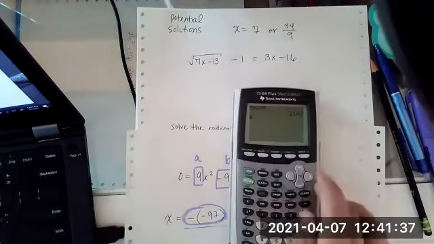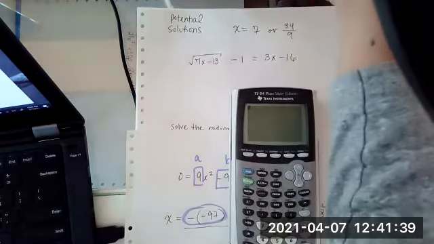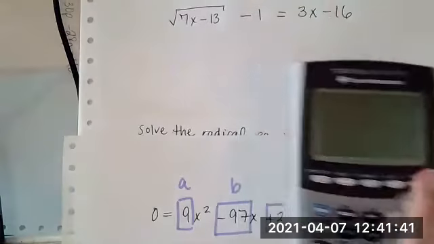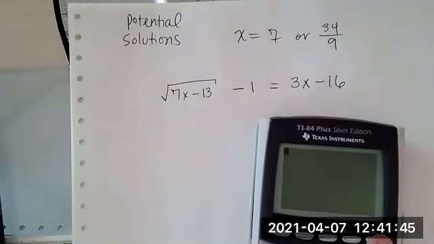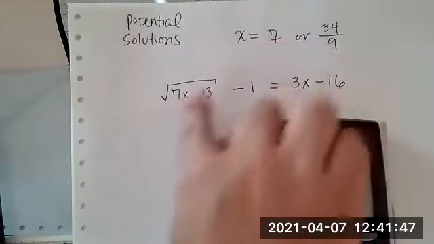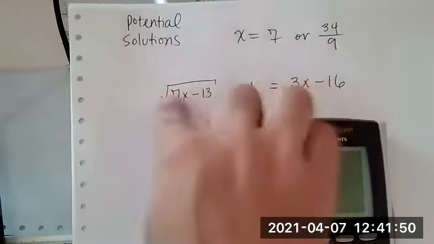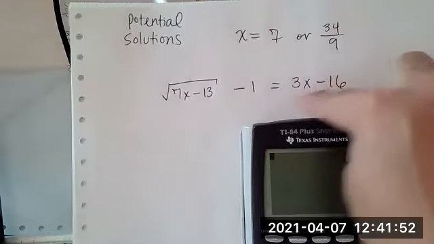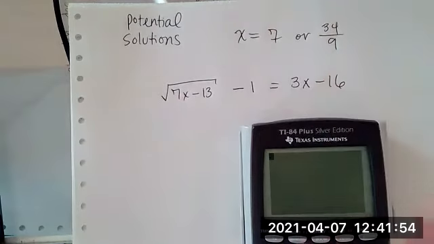So I would just do this in the calculator. Let me see if I can zoom in. And all we're going to do is type the 7 in for x on this side of the expression, and then the 7 in for x on this side of the expression. So it's basically two expressions that we need to compare.